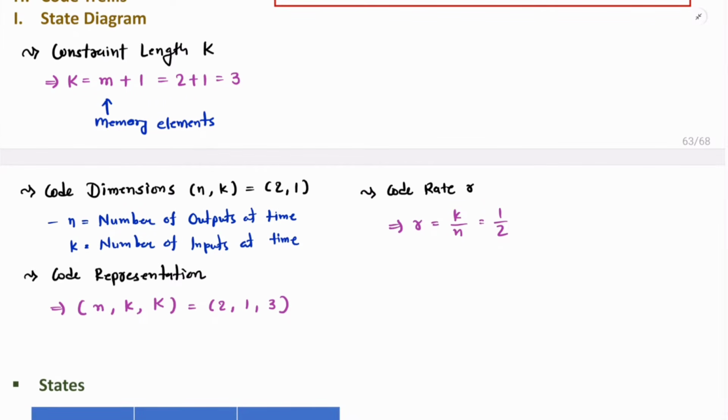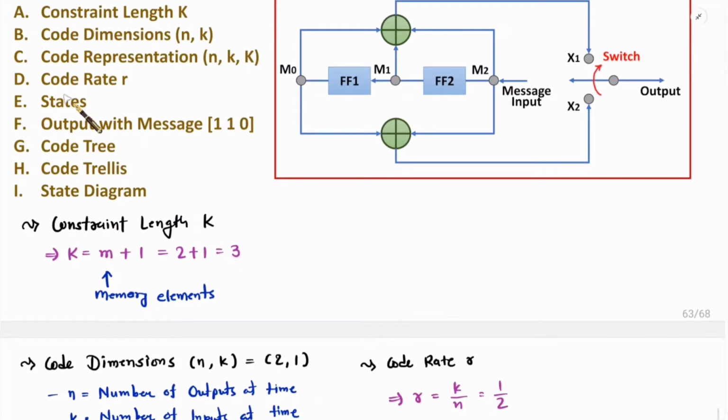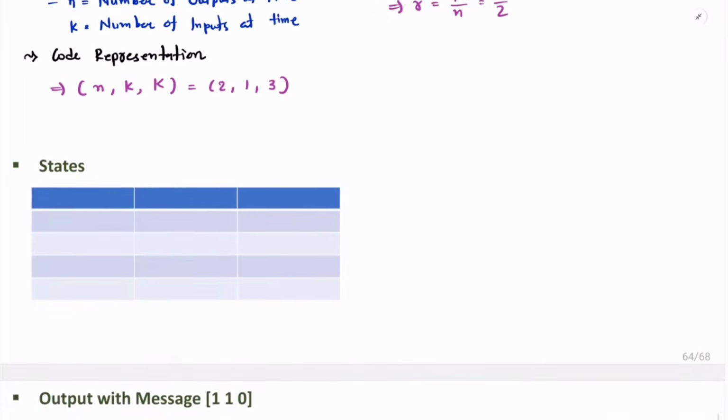Now let me explain next parameter, that is states. See, states are defined based on memory elements. Here you can observe we have two memory elements. Output of first flip-flop is M0, and output of second flip-flop is M1. So this M0 and M1 will define states, right? So one can define states based on memory elements. Here we have two memory elements. First is M0 and second is M1.